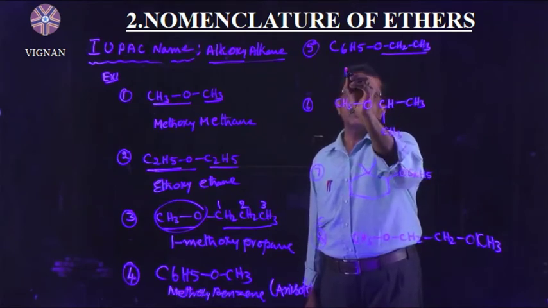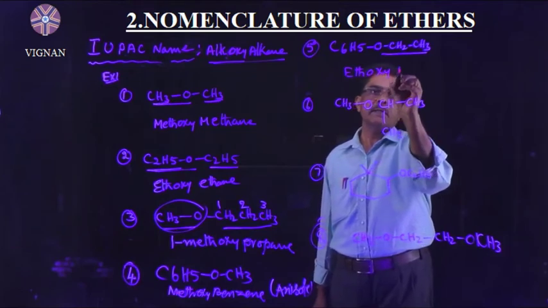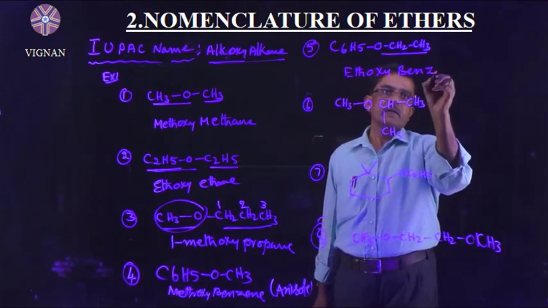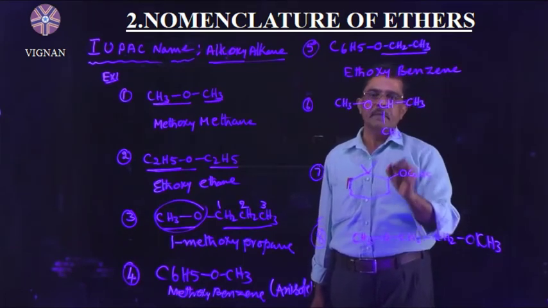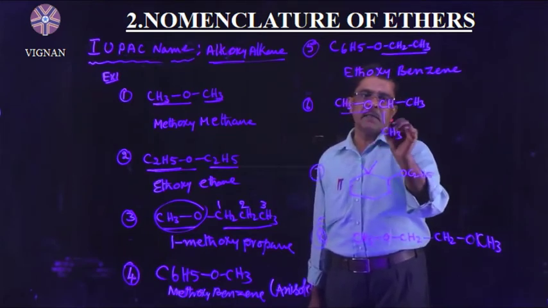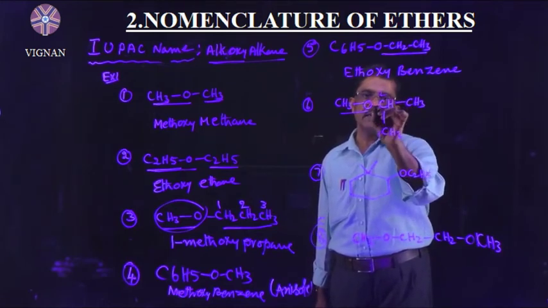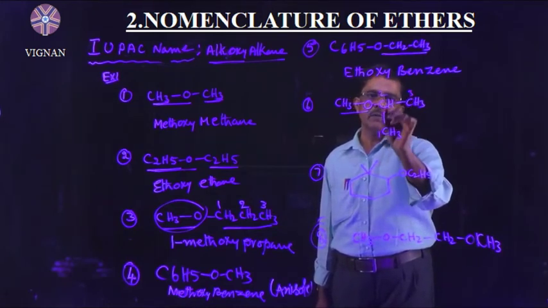So, ethoxybenzene, right? For this one, this is the alkoxy part, and this one is the alkane part. For the alkane part, I have to give the numbering 1, 2, 3.